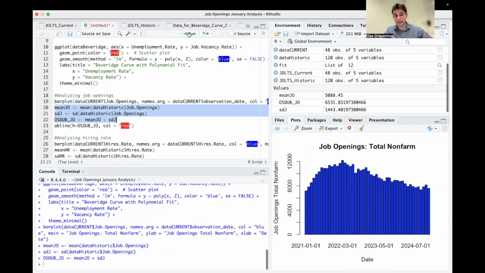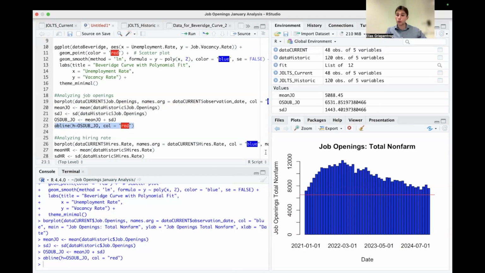When we compute the mean and the standard deviation and the one standard deviation upper band using data from 2010 to 2019, and then plot this one standard deviation upper band, so the average plus one standard deviation, on the bar plot, we can see that while job openings did decline in December, they still remain above the one standard deviation upper band from 2010 to 2019.